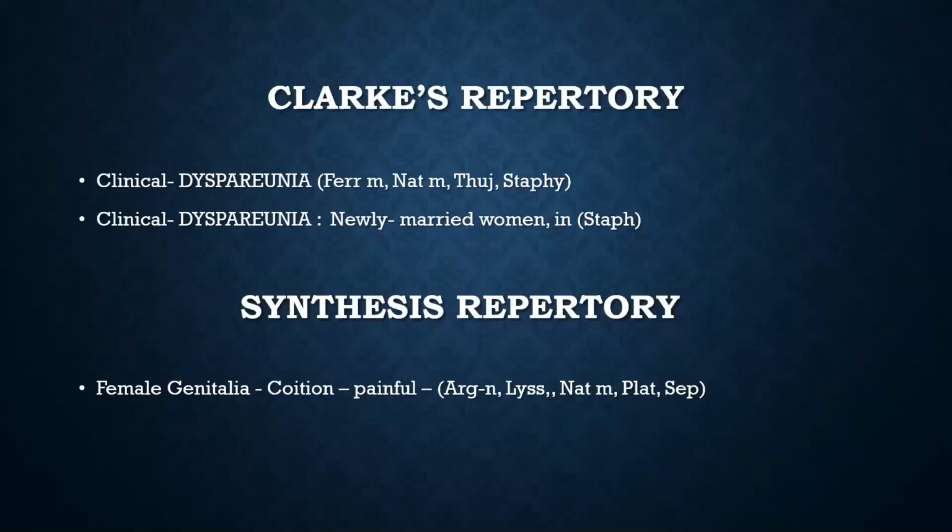Clark's repertory, as such, we get dyspareunia. The term dyspareunia is available in Clark's repertory. So you go to the clinical chapter and find dyspareunia. Again, we have clinical, dyspareunia, newly married women in. We have only one remedy for that, and that is Staphysagria. Synthesis repertory, if you go under the chapter female genitalia, you'll get coition, painful.